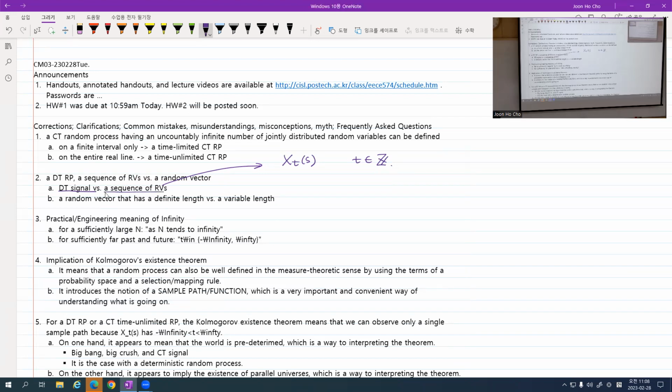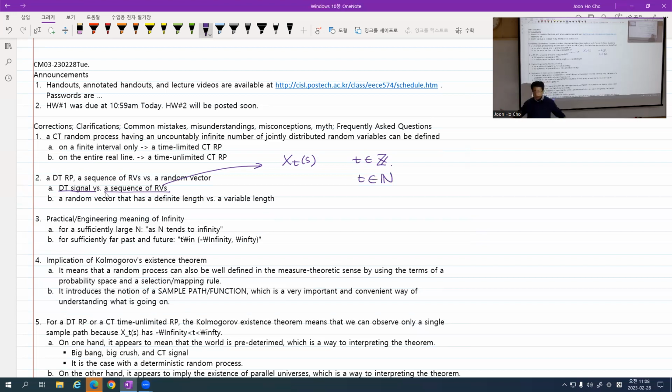For a sequence of random variables, T may be an element of the set of natural numbers. Or after some mapping, it may start from 0 to infinity. It might start from some negative n naught to infinity. But anyway, the difference is that this one is kind of bilaterally defined, and this one is unilaterally defined.